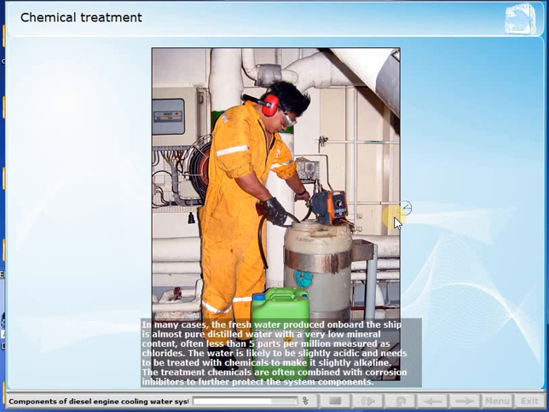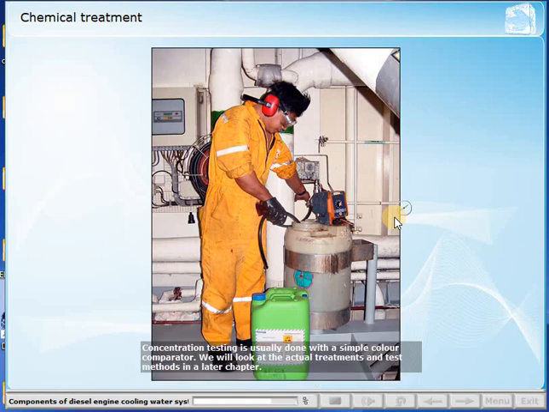In many cases, the fresh water produced on board the ship is almost pure distilled water, with a very low mineral content, often less than 5 parts per million measured as chlorides. The water is likely to be slightly acidic and needs to be treated with chemicals to make it slightly alkaline. The treatment chemicals are often combined with corrosion inhibitors to further protect the system components.